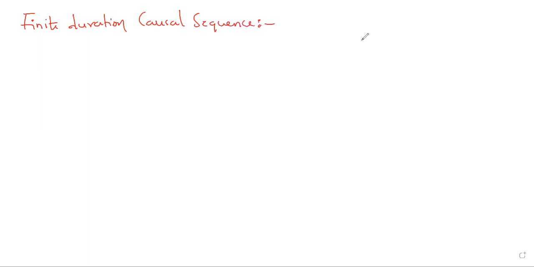Okay. So previously, whatever problems we solved, all those are infinite duration sequences. Now we have to take the problem of finite duration. This is one more condition. Write it down, but let us see with one example. Find the Z transform of x of n equal to 1, 2, minus 1, minus 2, 3.